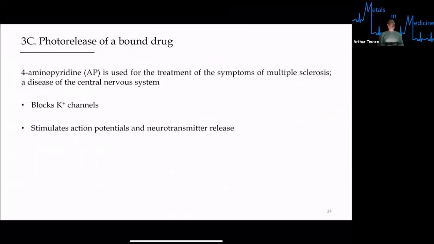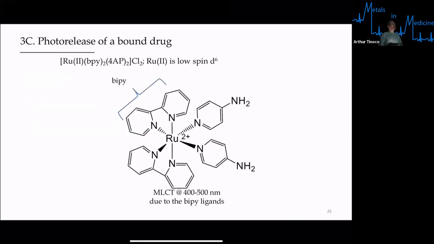All right, so let's look at examples of a photorelease of a bound drug. So here we're looking at 4-aminopyridine. So pyridine has a metal binding capability and is used for the treatment of the symptoms of multiple sclerosis. That's a neurodegenerative disease of the central nervous system. So that particular compound can block potassium channels, can stimulate action potential and neurotransmitter release. All right, so let's look at an example of a compound that's exploiting the use of that particular compound.